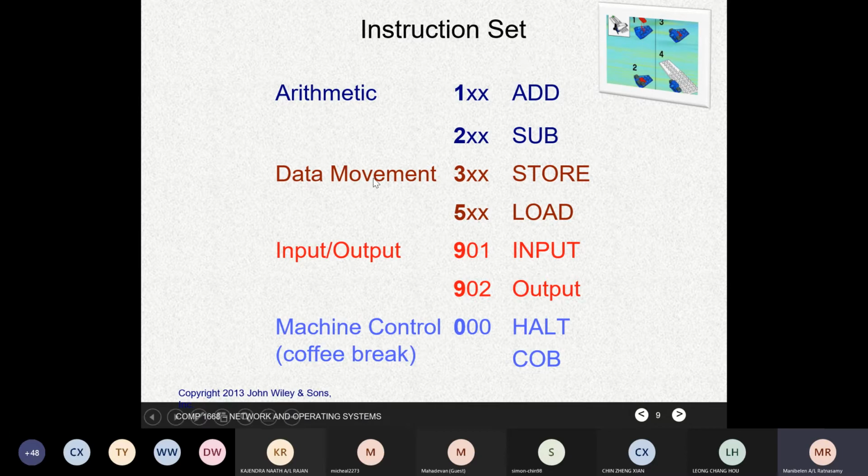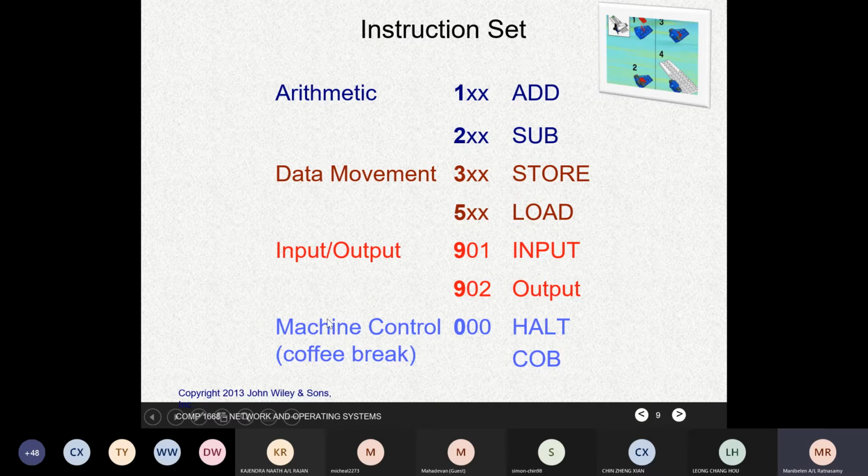For data movement, to move data, we're going to use mnemonics such as store and load. What's the difference between store and load? Store is like save. Load is like you upload or download, you move data, for example, load into the input box, or unload from the input box into somewhere else. That is the meaning of load. And then input and output are very straightforward. We have input and output.